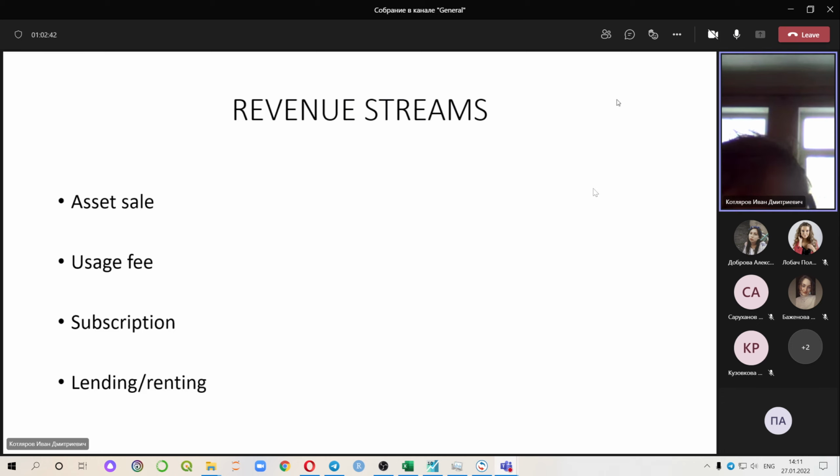Okay, so as for asset sale, it's about physical products. Usage fee and subscription, it's about some kind of services which are not connected with physical products. And lending, renting, it's one more time about physical assets. Technically, yes. It is about services based on material assets.